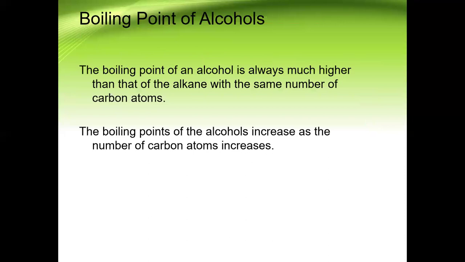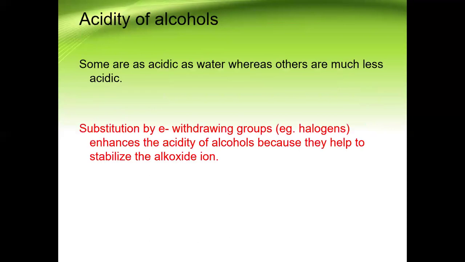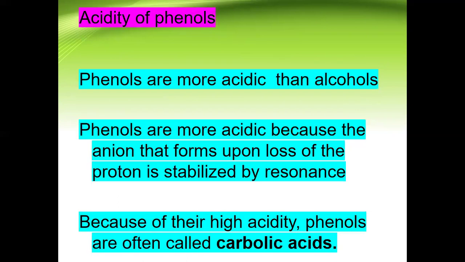The boiling point of an alcohol is always much higher than that of the alkane with the same number of carbon atoms. The boiling point of the alcohols increases as the number of carbon atoms increases. Some alcohols can be as acidic as water, whereas others are much less acidic. Substitution by electron withdrawing groups, such as halogens, enhances the acidity of alcohol because they help to stabilize the alkoxide ion.